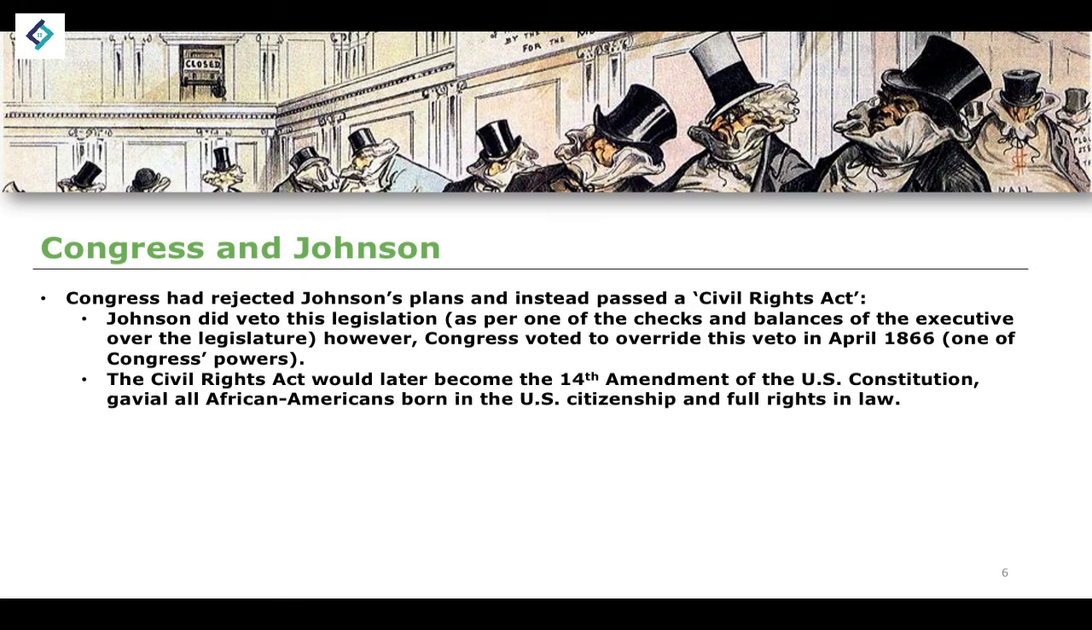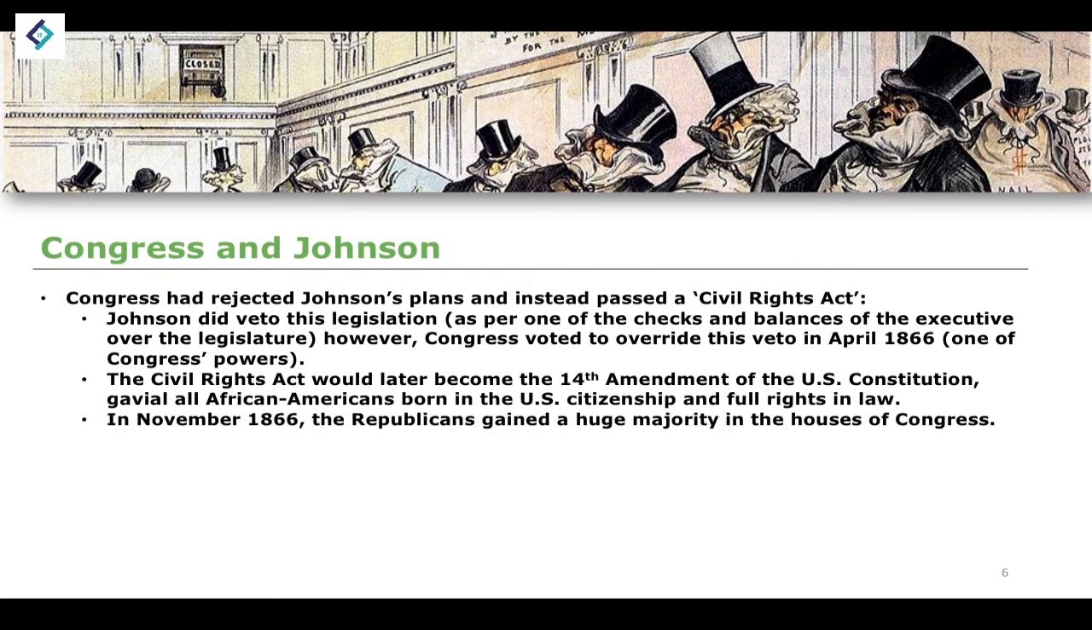The Civil Rights Act would later become part of the 14th Amendment of the US Constitution, and essentially it would grant all African Americans born in the United States citizenship and full rights in law. So not only would this become legislation that is passed by Congress but is subordinate to the Constitution, instead it becomes part of the Constitution itself and is codified into law.